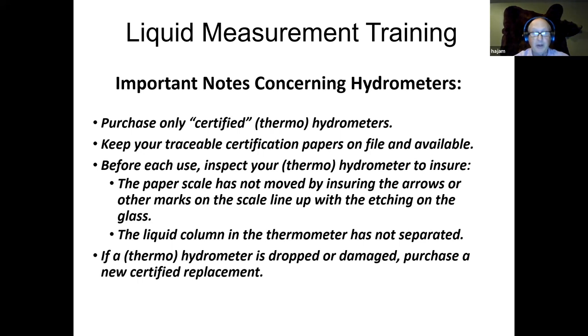Before each use, inspect the hydrometer or thermohydrometer to ensure the paper scale has not moved. Sometimes they'll move. They'll be glued inside that glass cylinder, and you'll notice if that glue is broken that in the glass cylinder, the paper measurement scale could move. Make sure that the thermometer liquid column is not separated. And if it's dropped or damaged, purchase a new one. Don't try to use a damaged hydrometer or thermohydrometer, because your readings will be inaccurate.